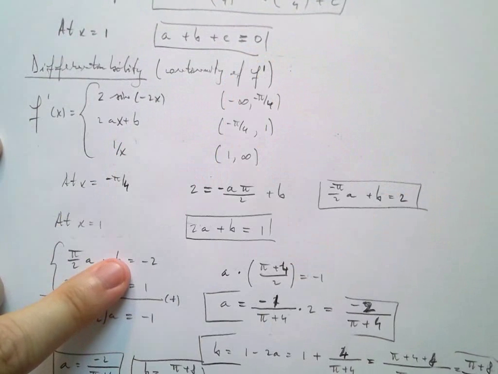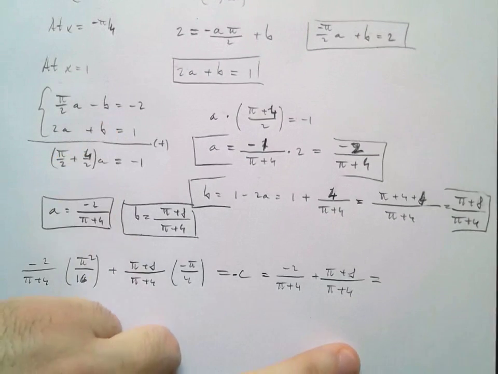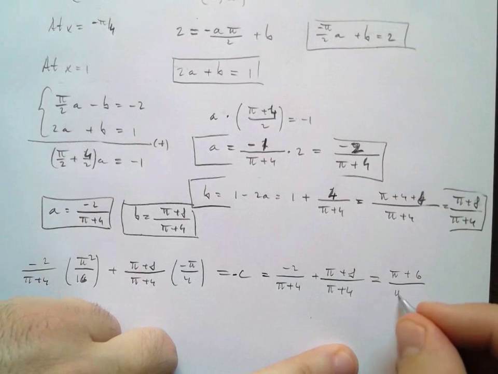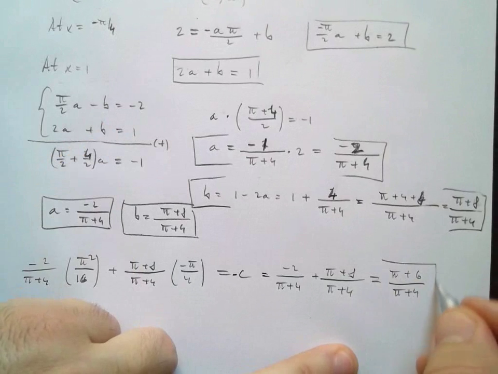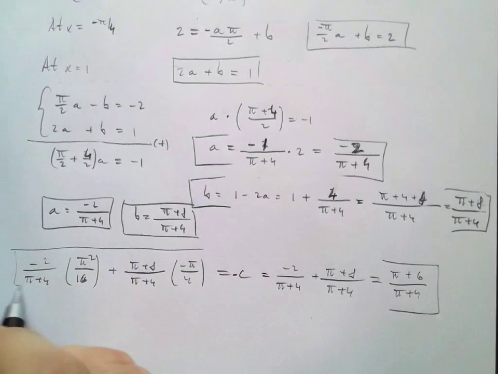So I have minus 2 over pi plus 4 plus pi plus 8 over pi plus 4. And now if I add all this together, I get pi plus 6 over pi plus 4. So on one end I have pi plus 6 over pi plus 4. On the other hand I have this ugly expression over here.